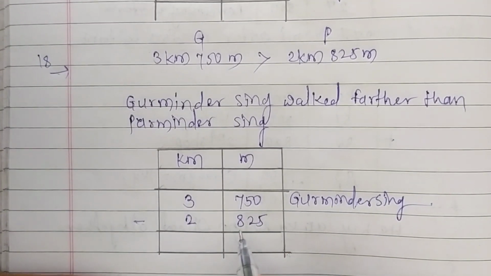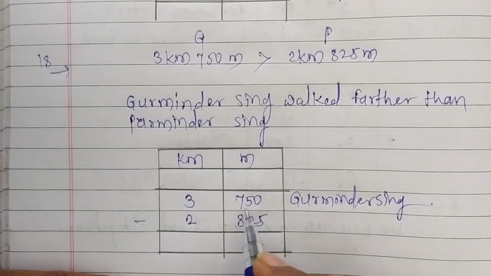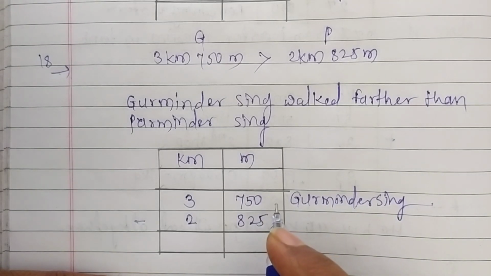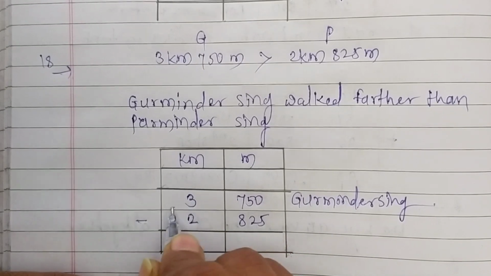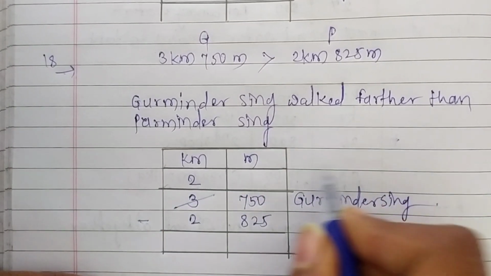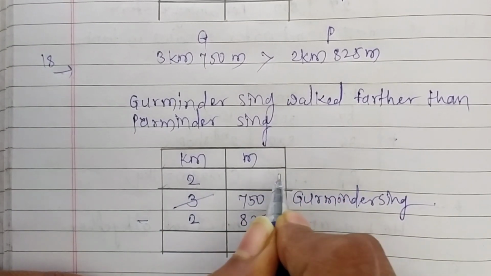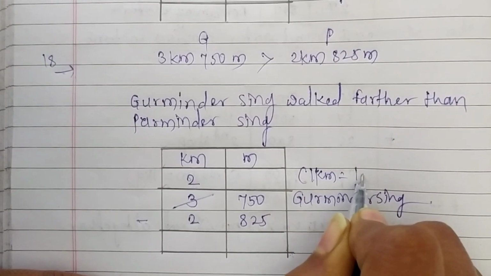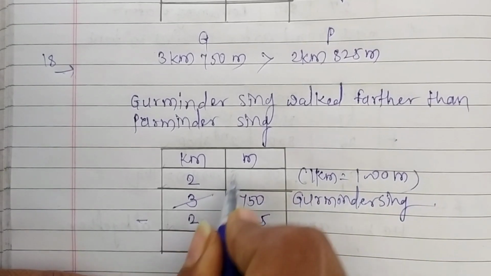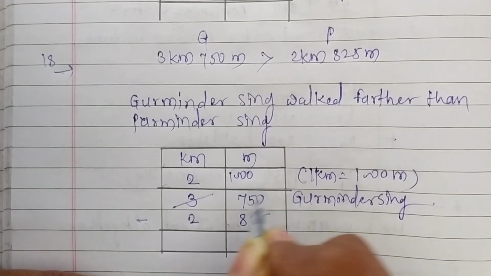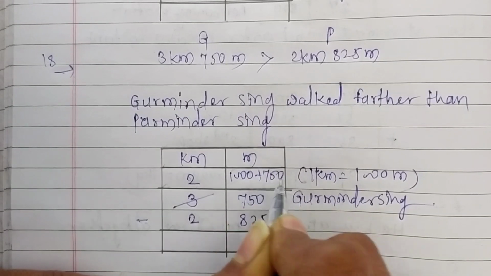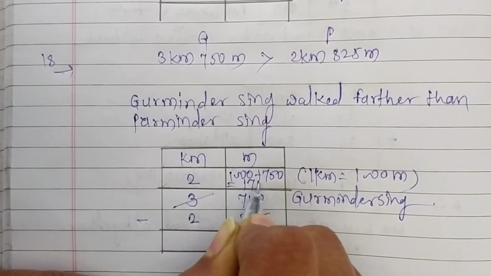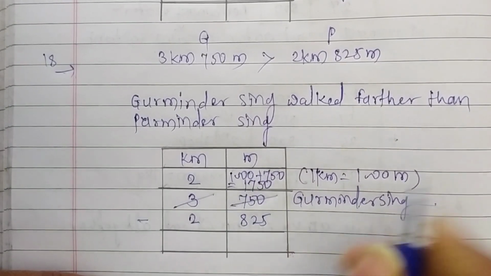Here, when we observe these two, we find that we can't subtract 825 from 750. So we have to borrow 1 from kilometer. It's a 2 kilometer now, and 1 kilometer is equal to 1000 meter in meter column. So let's write here 1000 plus 750. It's a 1750 in meter column now.